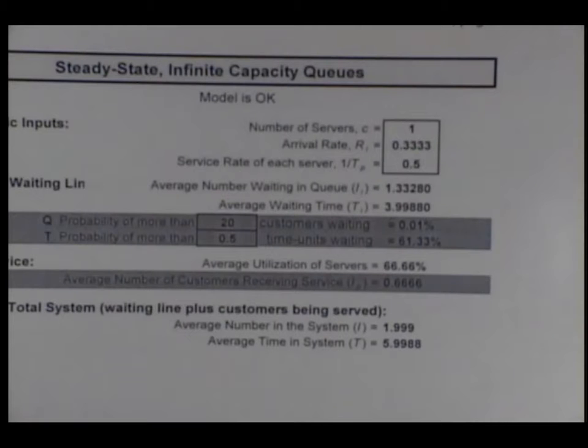Those waiting in the queue. Right? It's just those that are waiting in line. So it's giving me a number of customers that are waiting in line. What about T sub I? How long they wait in line, right? Average utilization of servers is the proportion of time that those servers are going to be busy. What about at the bottom where it says my inventory is equal to 1.999? What does that represent?